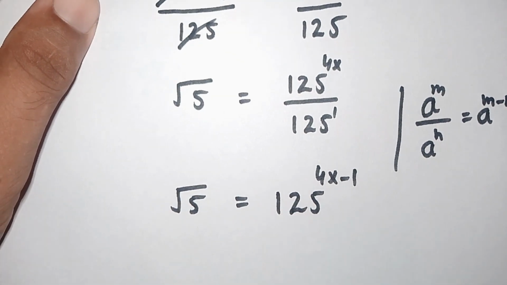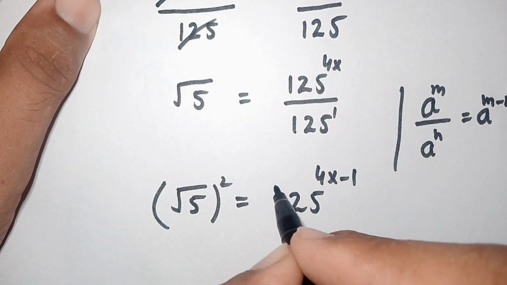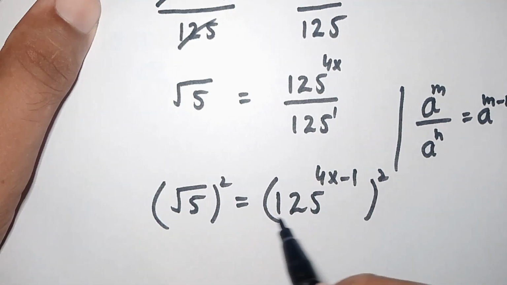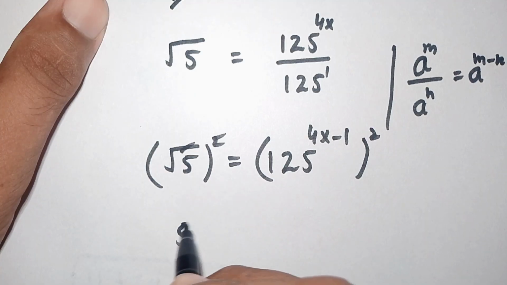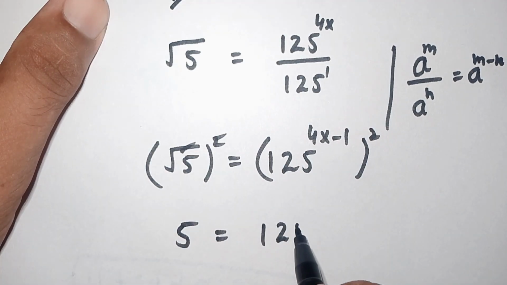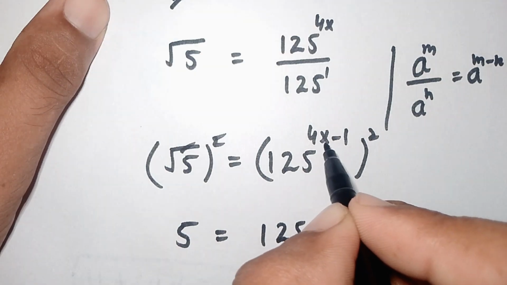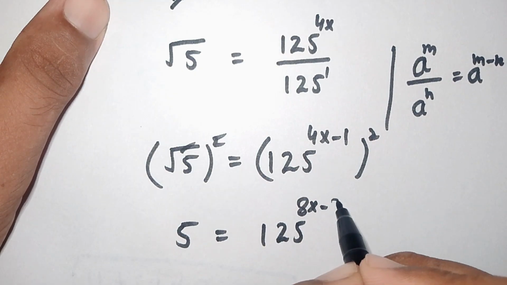Now in the next step, we have to take square at both sides. So this side becomes square and also this side taking square. So here this square cancels with this square root, here 5, which is equal to 125. We have to multiply this power with this square, so here 2 times 4 is equal to 8x minus 2 times 1 is equal to 2.